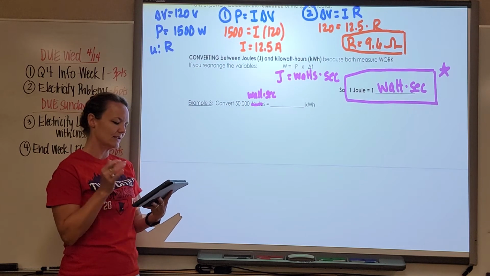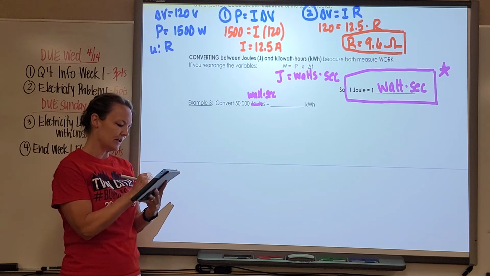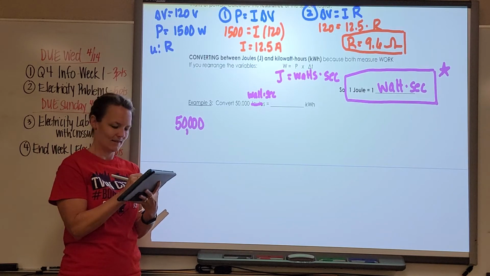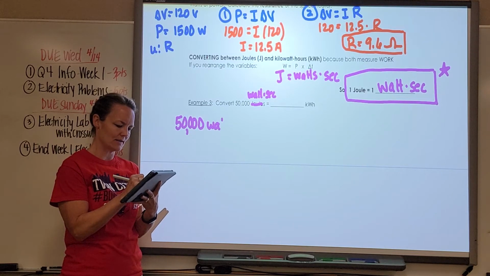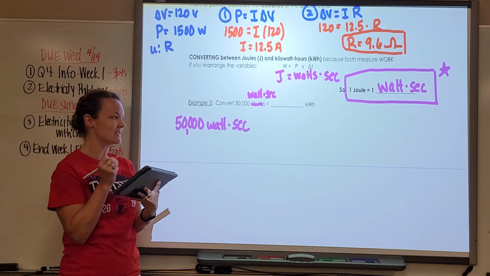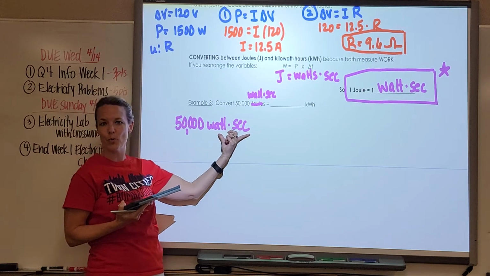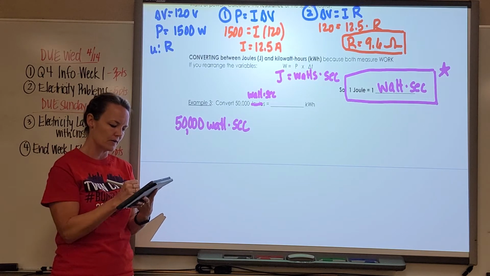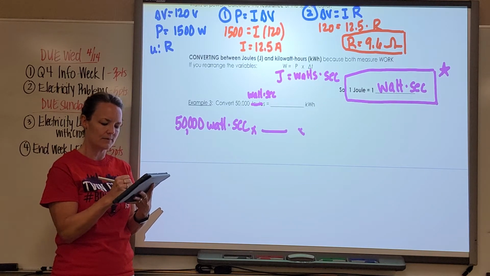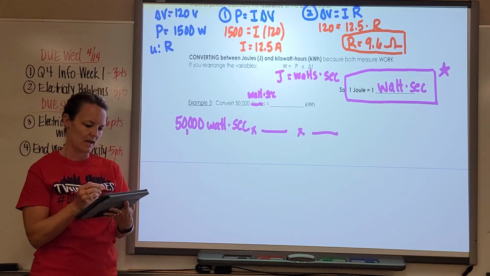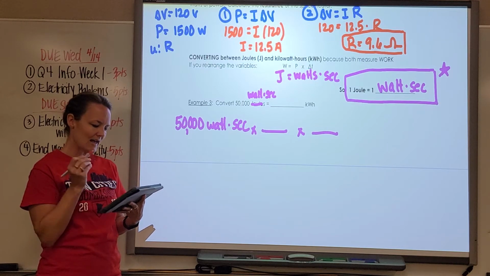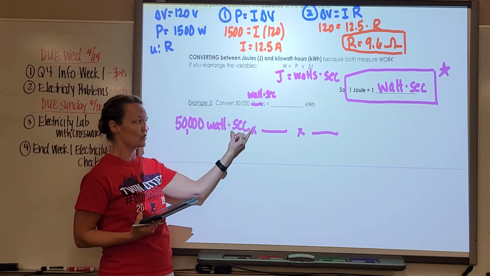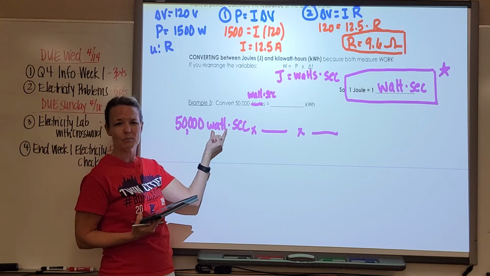All right, so example 3, convert 50,000 watt seconds, or joules, to kilowatt hours. Notice it's watts times a second, not divided by, so they're both on the top. I want to convert that to kilowatt hours. I am going to need 2 steps in order to get from one to the other. It doesn't matter which one you start with. You can start with watts to kilowatts or seconds to hours. I just always start with what comes first.